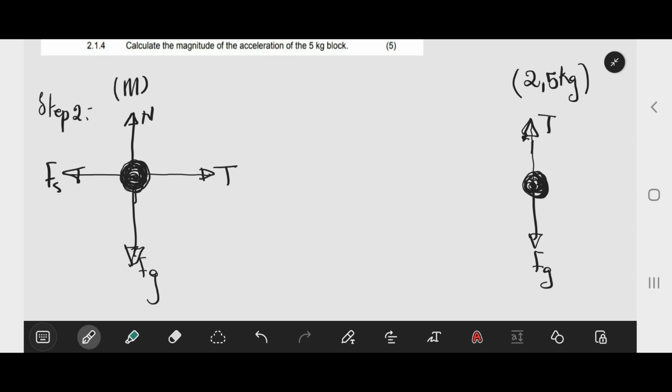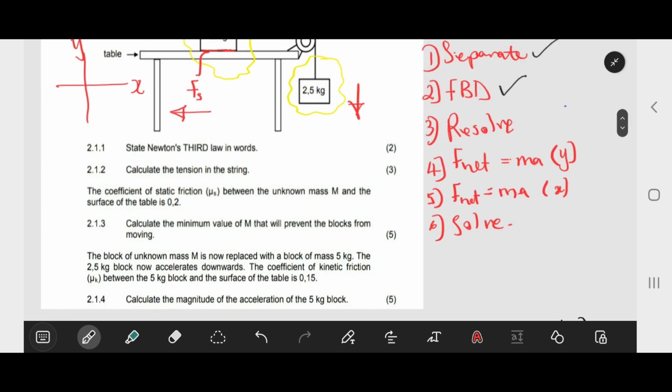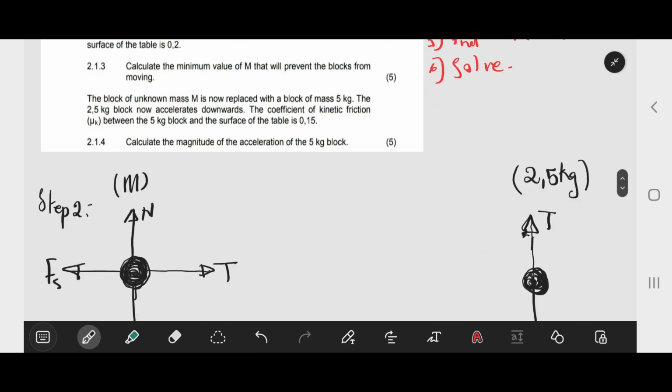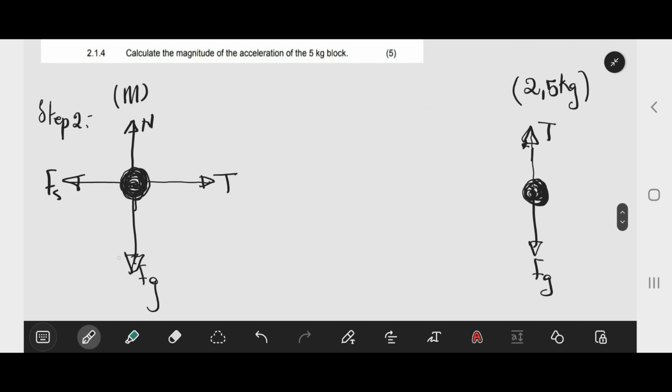So this is step number 2. We draw the free body diagrams for each and every object. Now let us go to step number 3, where we resolve any forces which are not in the x direction or the y direction. Looking at the free body diagram for mass m, we have normal force in the y direction, Fg in the y direction, tension in the x direction, and friction in the x direction. So we don't have any force that is not in the x or y direction, and there's no need to resolve any force in the mass m free body diagram.